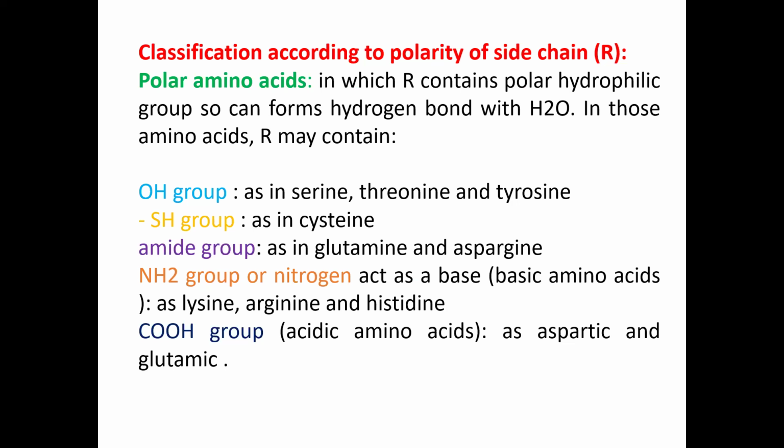We can have an amino group, as in ornithine, that acts as a base. In the case of basic amino acids like lysine, arginine, and histidine, and we can also have a carboxyl functional group, as in amino acids that are acidic, such as glutamic acid and aspartic acid.